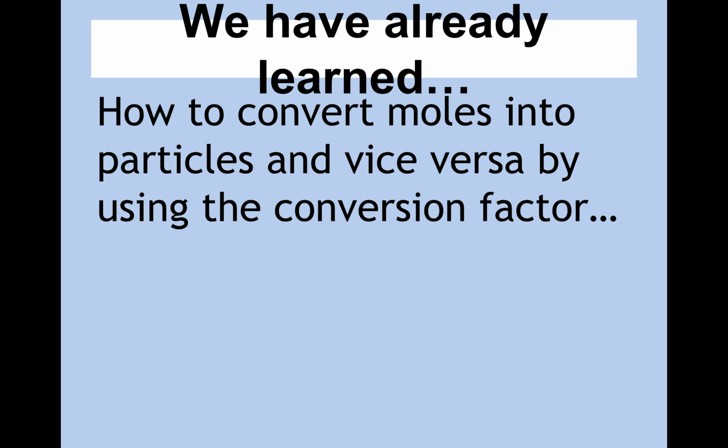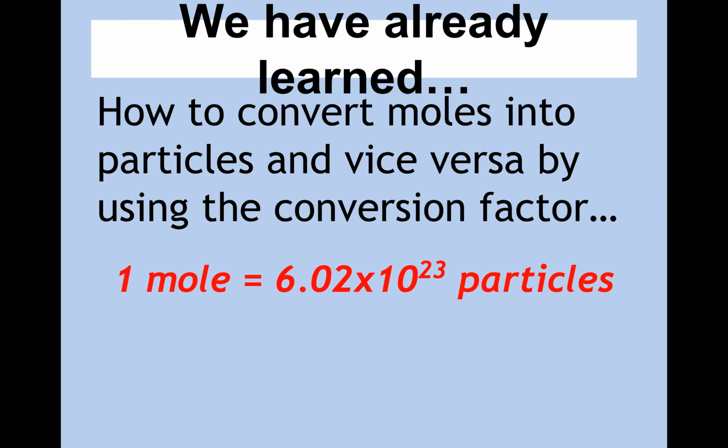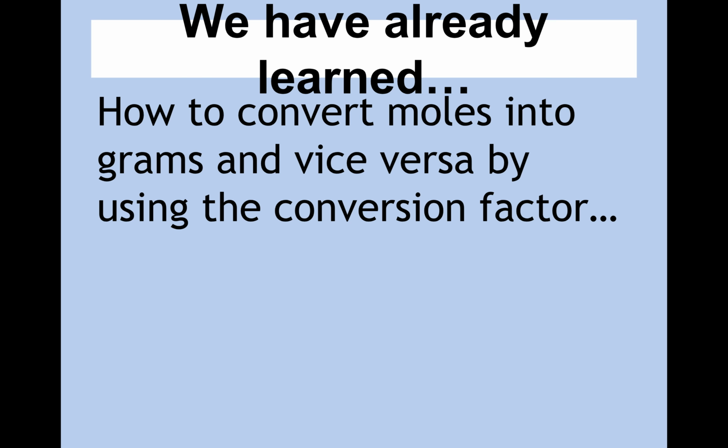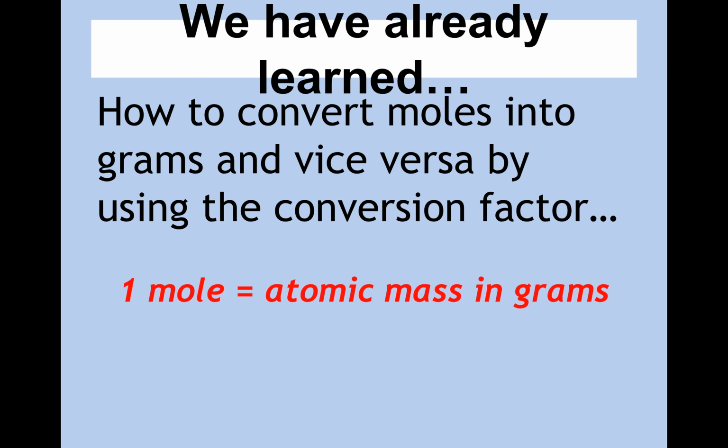We've already learned how to convert moles into particles and vice versa by using the conversion factor 1 mole equals 6.02 times 10 to the 23rd particles or atoms or formula units or molecules. We could say pizzas. 1 mole equals that many of whatever you have. We've already learned how to convert moles into grams and vice versa by using the conversion factor 1 mole equals the atomic mass in grams.